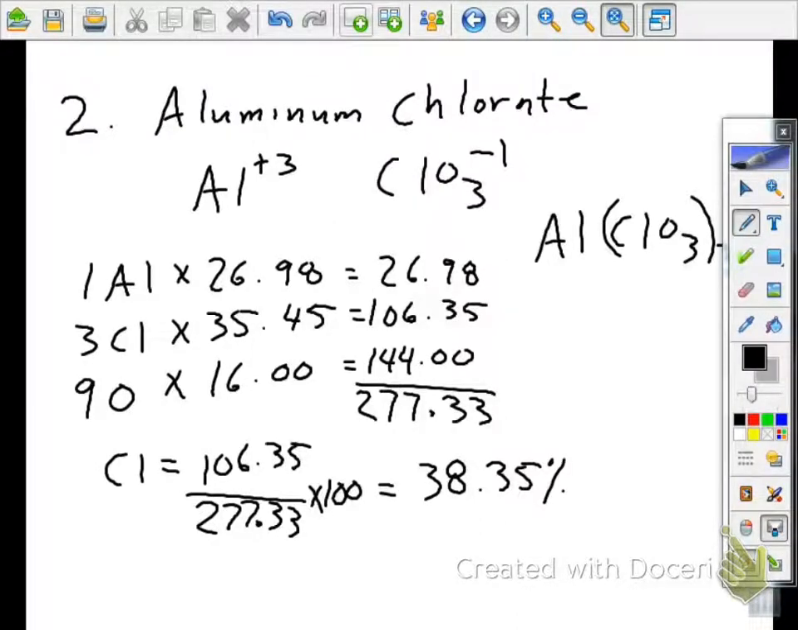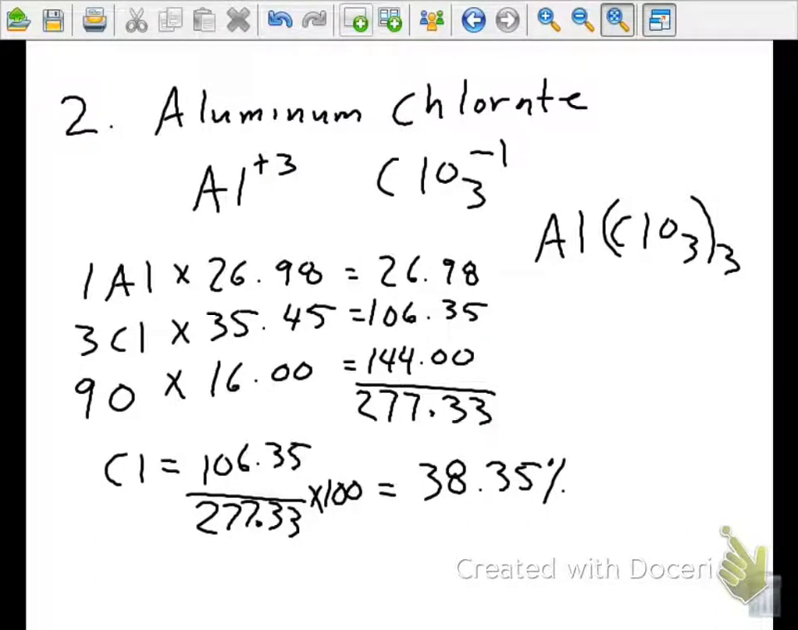Alright, question number 2 is listed out as aluminum chlorate. So you look up chlorate, it's ClO3, it's a -1 charge, aluminum is a +3 charge. So then the formula should be Al with 3 chlorates to balance out the charges. Once you do that, you add up all your atoms: 1 aluminum, 3 chlorine since it multiplies through the 3, and 9 oxygen since it multiplies the 3 oxygens. Add everything up, it's 277.33.